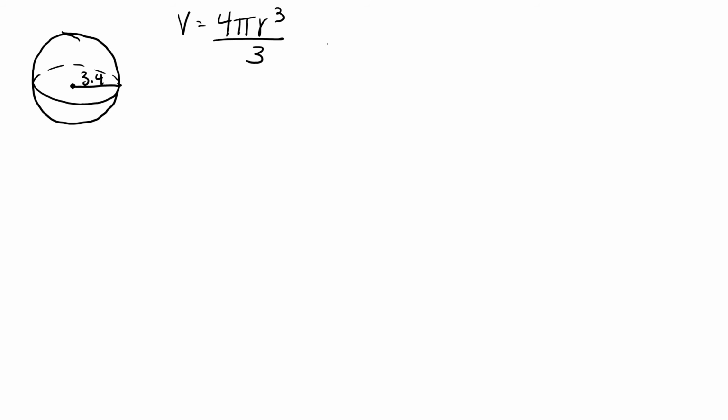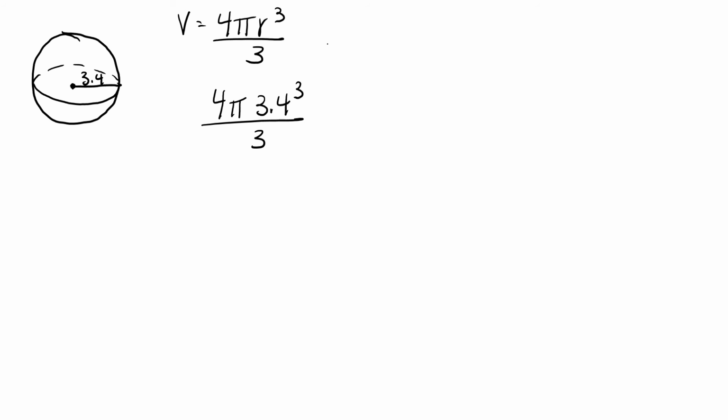For our last problem, we have a sphere. This sphere has a radius of 3.4. We're going to use our formula, V equals 4 pi r to the third power divided by 3. We plug in our radius, 3.4.